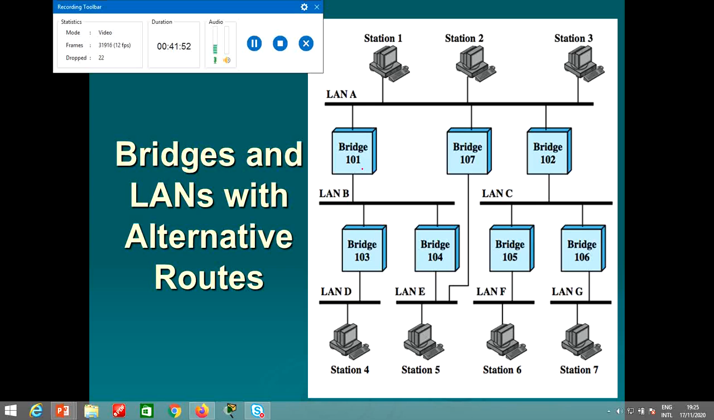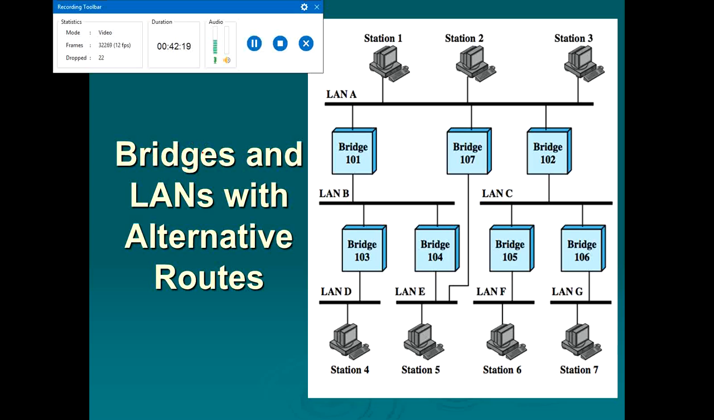If you see, bridge 101 is connecting LAN A and LAN B. Then bridge 107 is connecting LAN A and LAN E. Bridge 102 is connecting LAN A and LAN C. Similarly, bridge 103 is connecting LAN B and LAN D. Bridge 104 is connecting LAN B and LAN E, and so on.